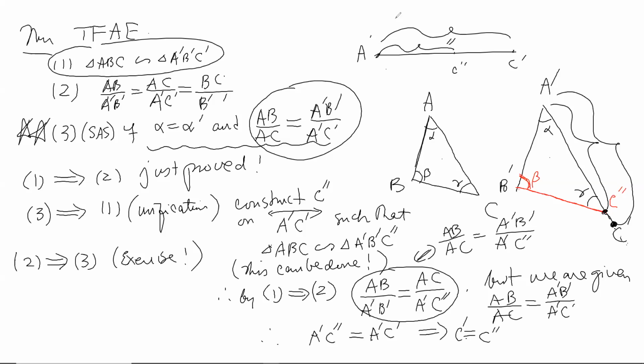We don't know where the C double prime is, but we're going to force the C double prime equal to C prime by what we proved earlier. 1 implies 2, we just proved. Do you agree? Then 2 implies 3. We're going to use an exercise, but 3 implies 1, we proved it, right? We just proved. So now what we proved is this: 1 implies 2, 3 implies 1.